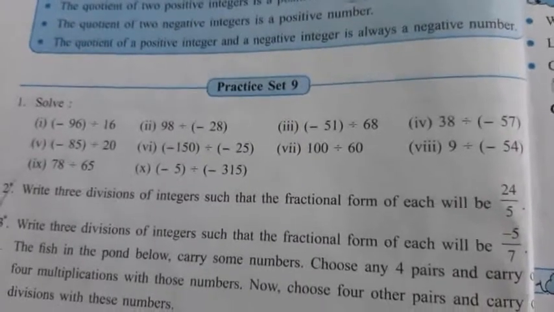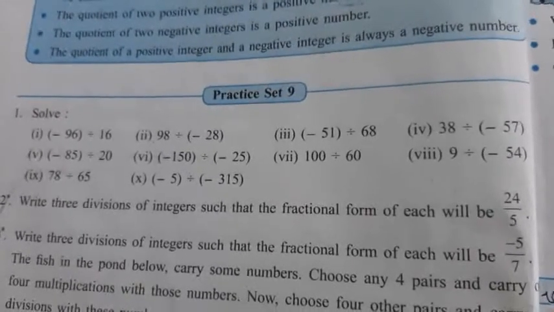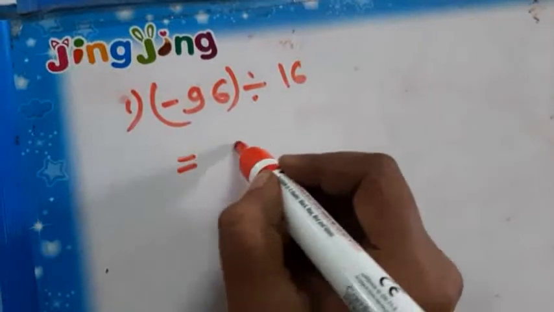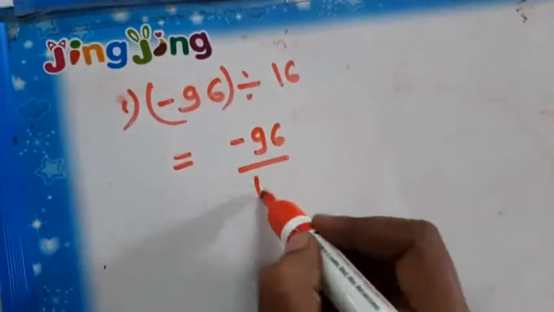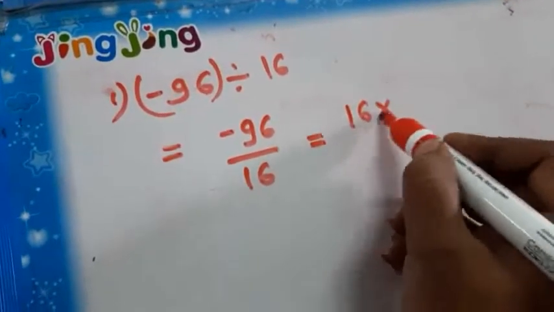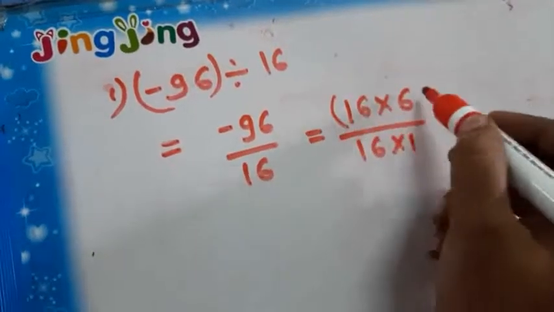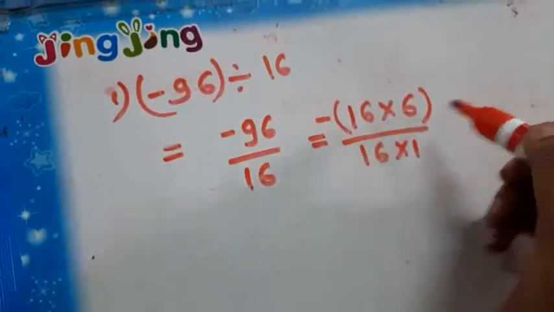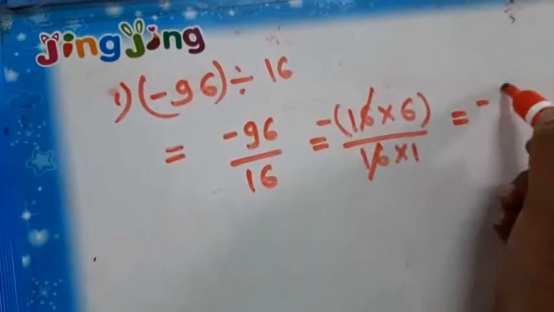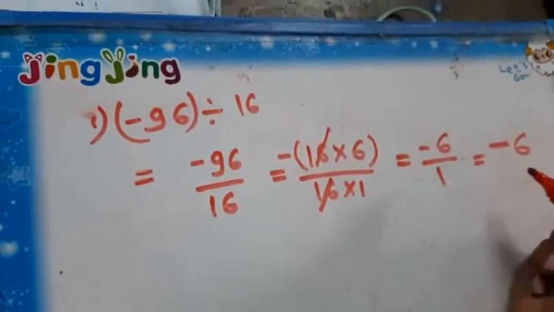So we will solve practice set 9. The first example is minus 96 divided by 16. This can be written as minus 96 divided by 16. 96 can be written as 16 into 6 divided by 16 into 1. Out of that, the minus sign is minus 1. 16 gets cancelled. So minus 6 divided by 1 will be minus 6.